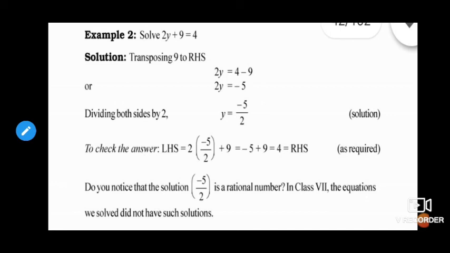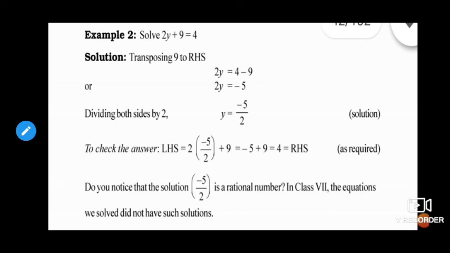Now take 2y plus 9 is equal to 4. First, we want only the variable on the left hand side. So I will send the constant 9 to that side. Here we can clearly observe that the 9 is in addition. So if we send it to that side, plus 9 will go as minus 9. So 4 minus 9 we will get minus 5.